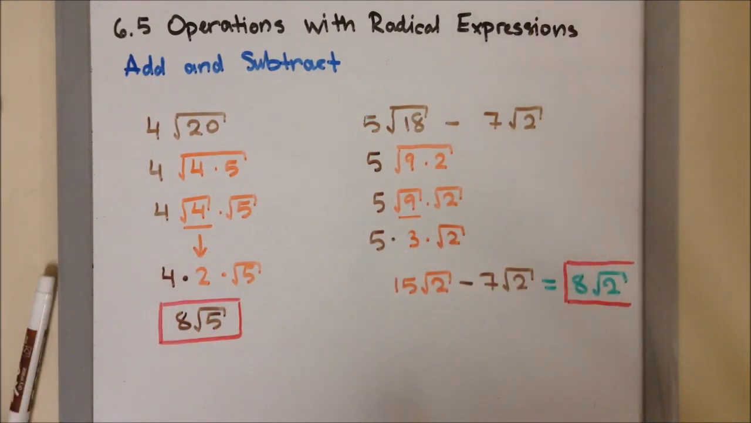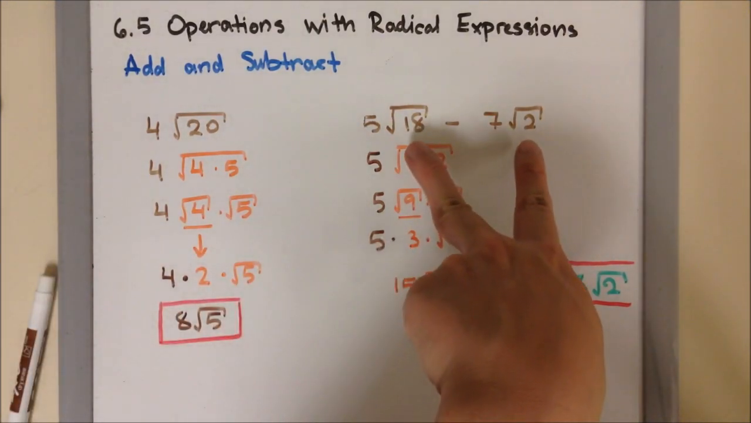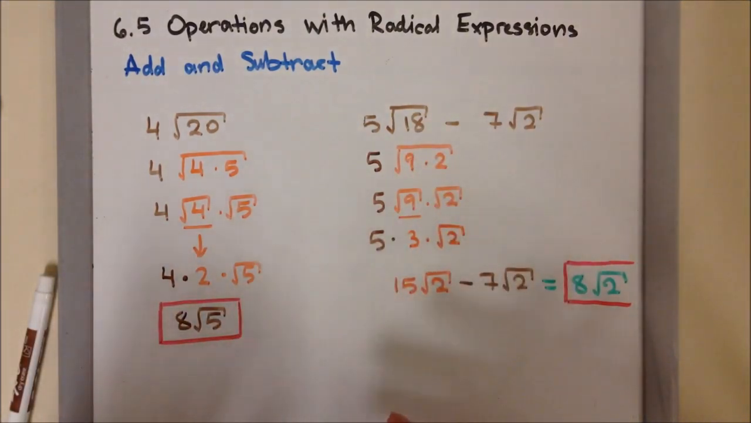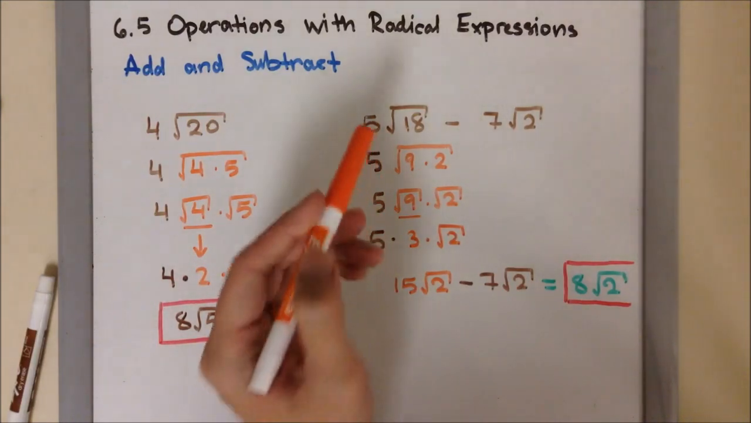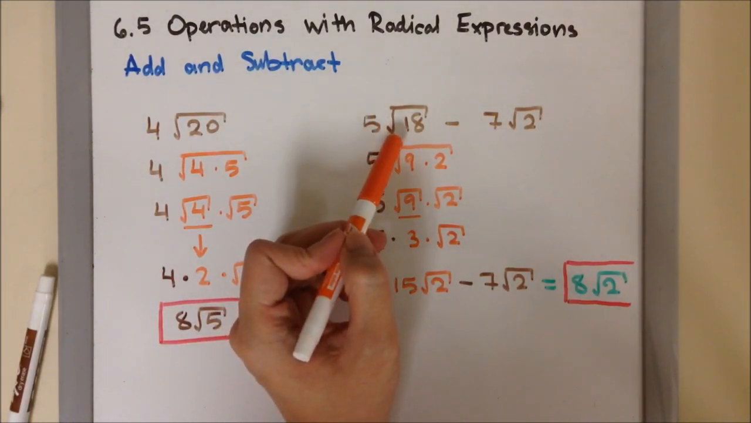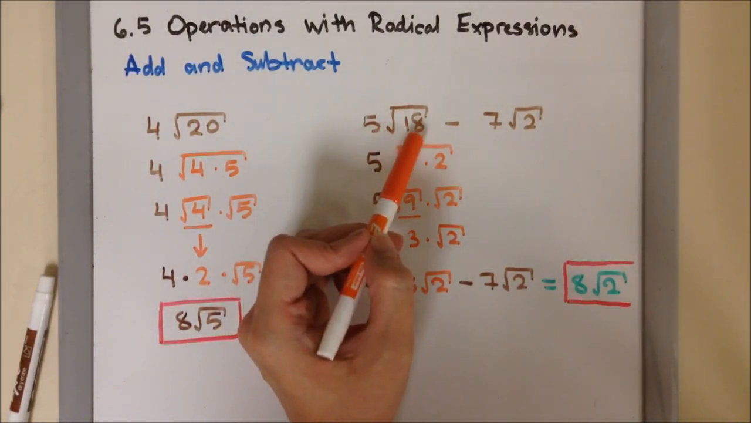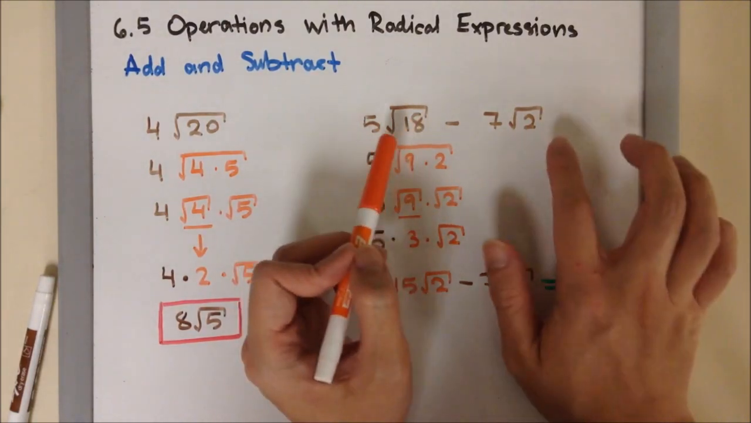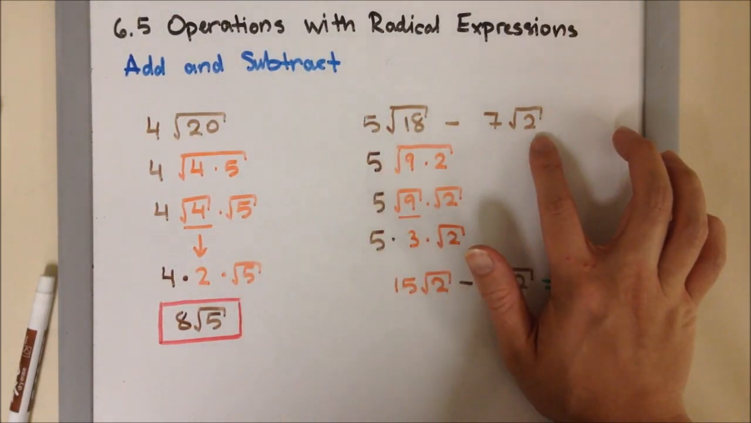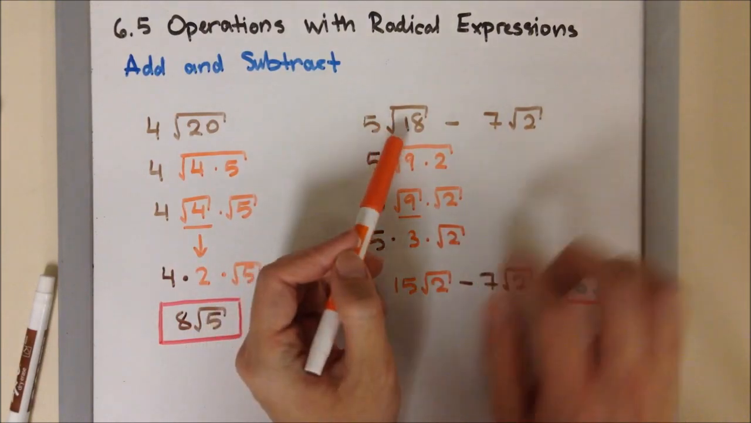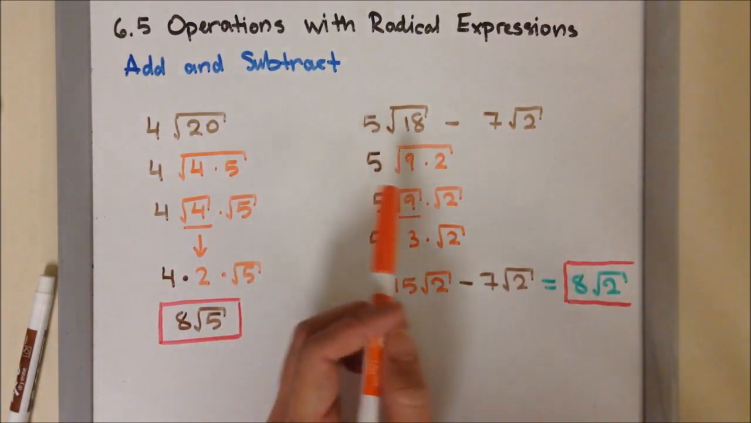So at first they don't have the same radical, that means we can't combine them. So the next thing is, can you simplify any of the radicals? The square root of 2, we cannot. That's the simplest it can be. But you can simplify the square root of 18.